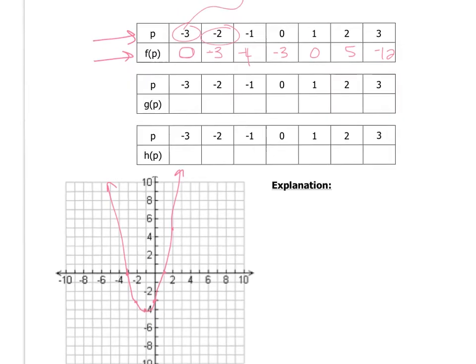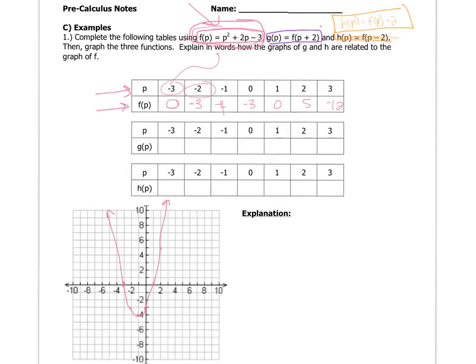Okay, so let's get to what we're really focused on here. Let's look at finding these values for g of p. So what we're doing is we are adding 2 to the input. For example, if I take this first value of p, which is -3, and put it in for p, I have g of -3 equals f of -3 plus 2. So I'm changing the inside, or changing the input.